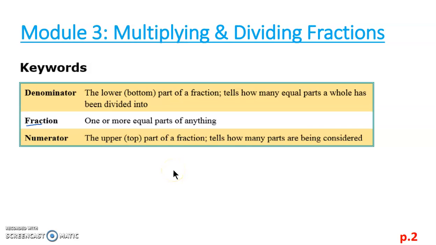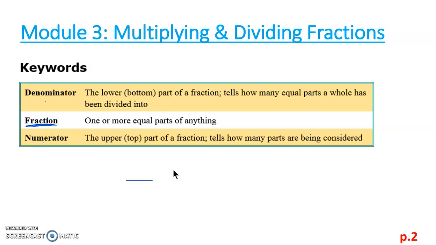First up, let's talk about what a fraction is. A fraction means a part of a whole, so it's one or more equal parts of anything. We'll learn about the different types of fractions, but for now we can safely say that a fraction is showing a quantity that is less than one whole. We also have two other key words, numerator and denominator.